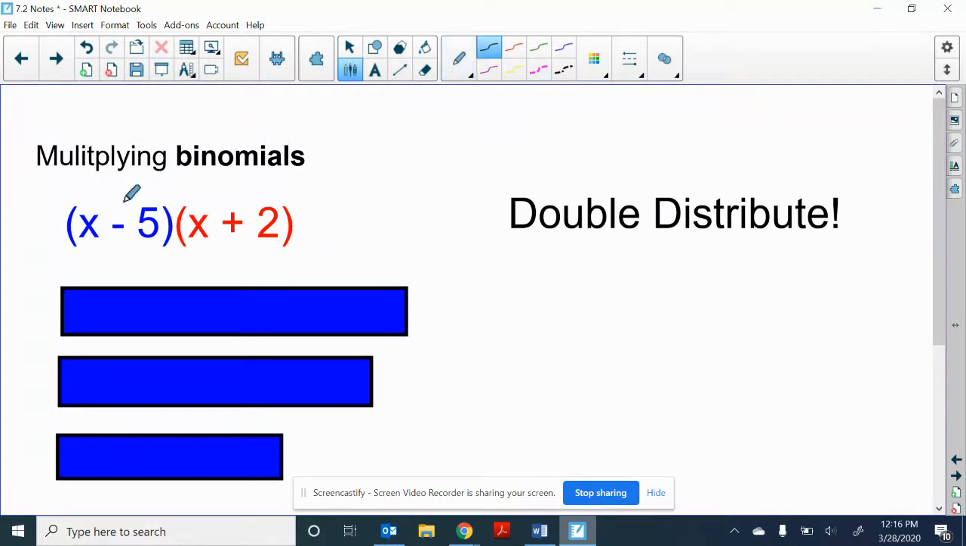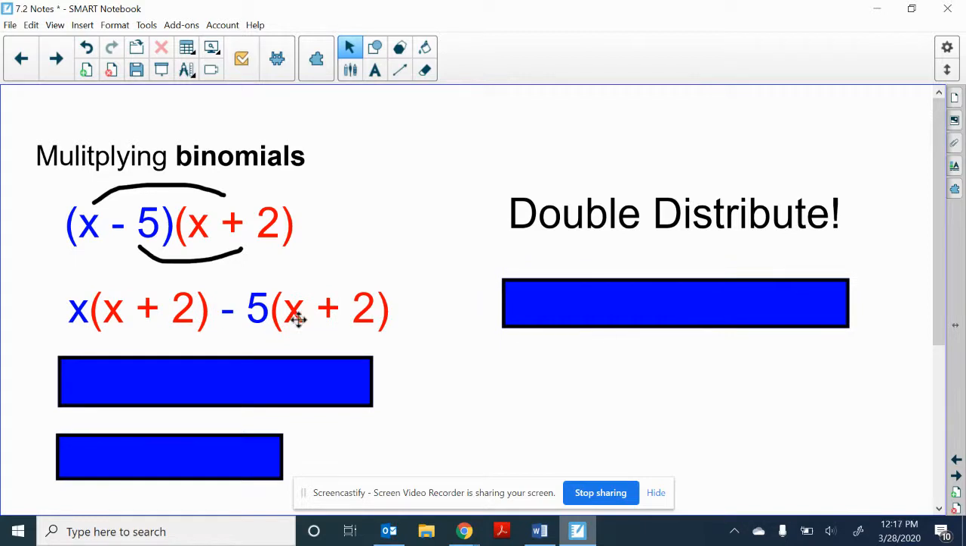Well, I'm going to distribute the x to the x plus 2 and the minus 5 to the x plus 2. So what exactly do I mean when I double distribute? I have x times x plus 2 minus 5 times x plus 2. And if you think about it, this actually means I have to distribute again. I have to distribute the x. So let me get my marker back. I'm going to distribute the x to the x and the x to the 2, and then the minus 5 to the x and the minus 5 to the 2.